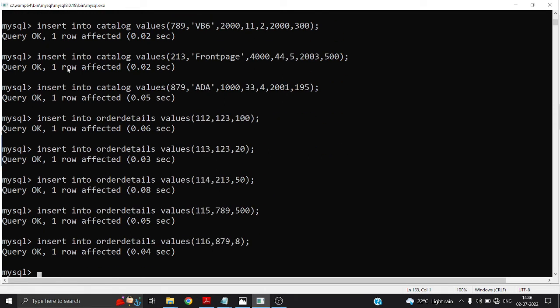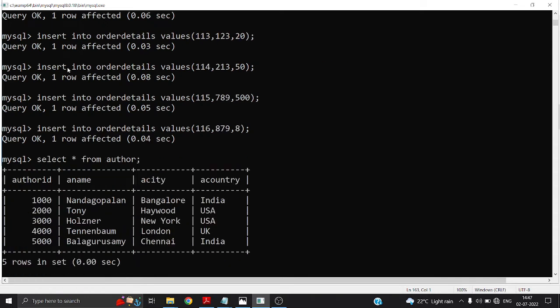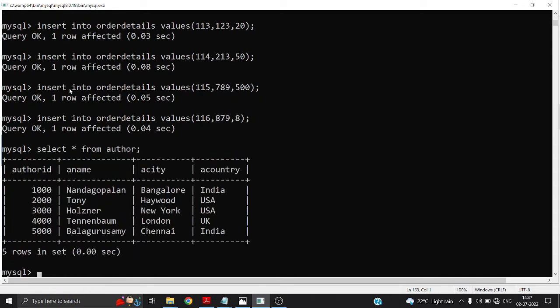Okay, so now we have successfully inserted records into each table. Now let me display the content of every table. First table is the author. So just look at the table author. Here we have author ID information, author name, author city and country.